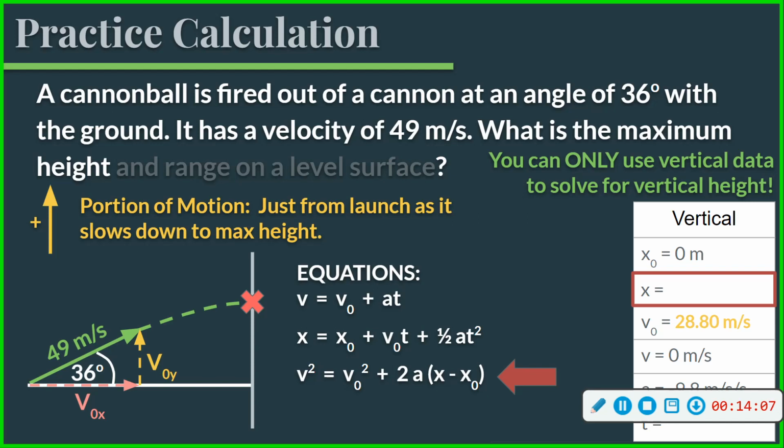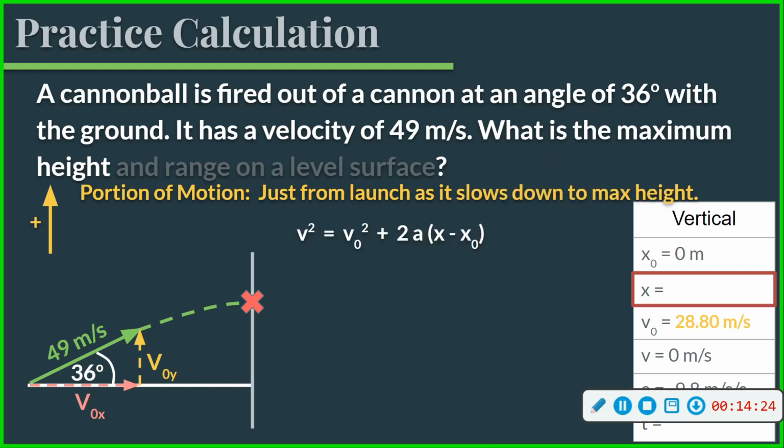Right, so using the other two is going to be a little trickier because we've got too many unknowns. So V final squared equals V initial squared plus 2a times x minus x naught, or delta x. That's our change in height. And since we know what x naught is, it's 0, then that value just becomes x. So, right, x naught's 0, so we can just drop it out. Okay. We know V final, we know V initial, we know a. We just need to find x.